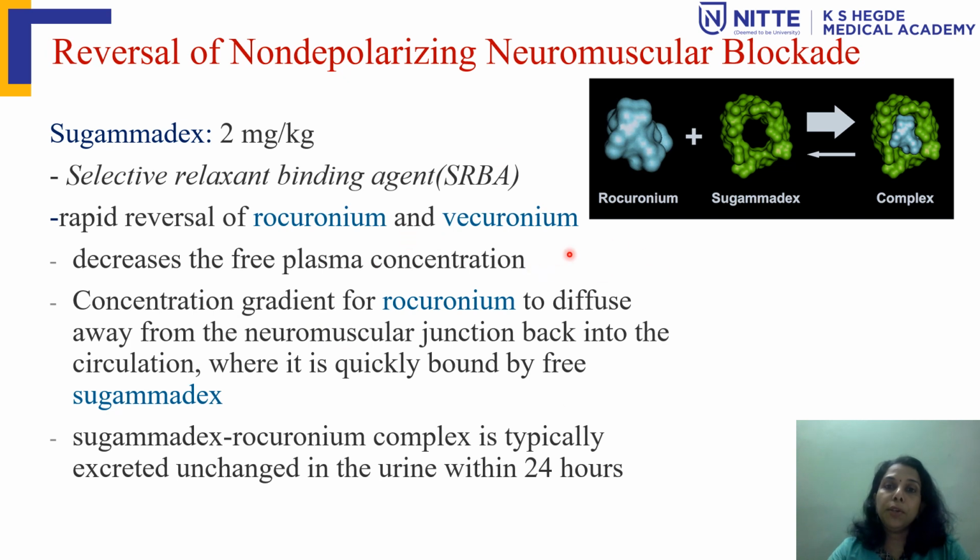Another agent which has been used for reversal is Sugammadex. That is the only agent which is a selective relaxant binding agent, SRBA, available, which causes rapid reversal of the effect of rocuronium and vecuronium. How? By decreasing the plasma concentration of these drugs. So when rocuronium is freely available in increased concentration in the plasma and Sugammadex is given, it forms a complex, which typically gets excreted in the urine within 24 hours. So that's how it acts.